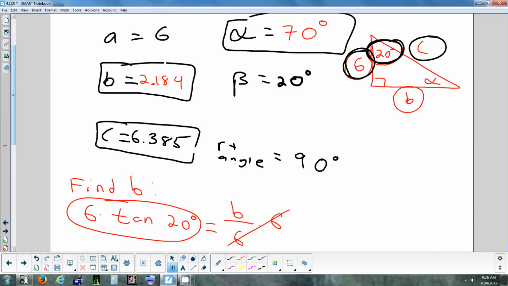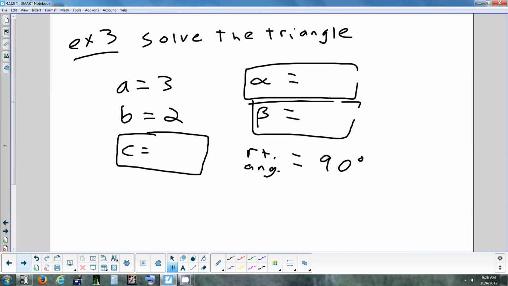Okay, let's look at the last type. Victoria, what's different in this one? We're looking for the hypotenuse. Anything else that's different in what they give you? We don't have another angle other than 90 degrees. Right, we're not given an angle and a side. This time we're given two sides.